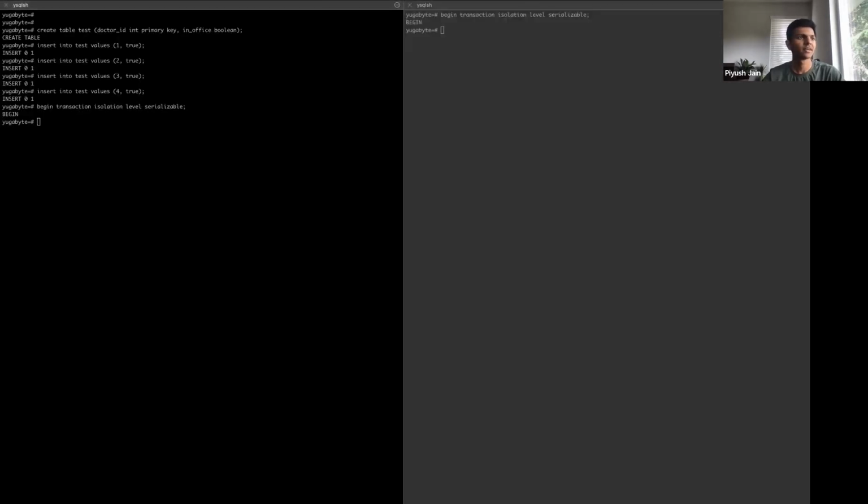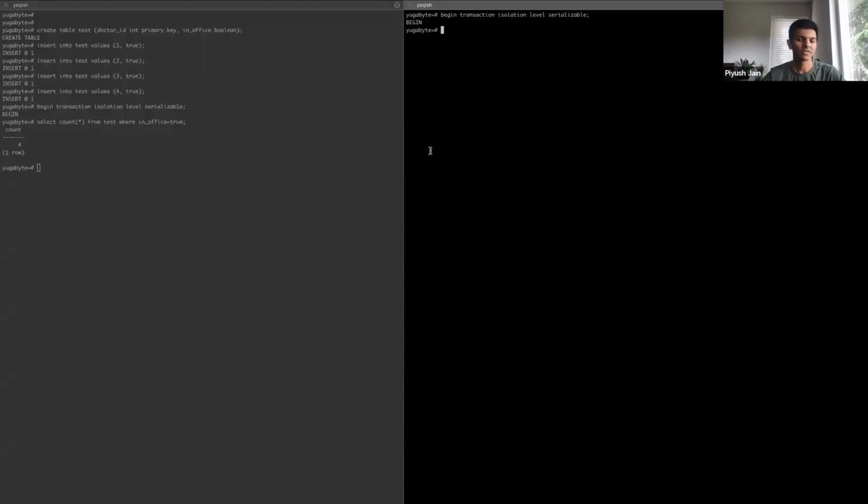Serializable transactions, right? And they want to send two different doctors out of office. They could do something like get the count of doctors in office, right? And let's say they get the count of doctors.